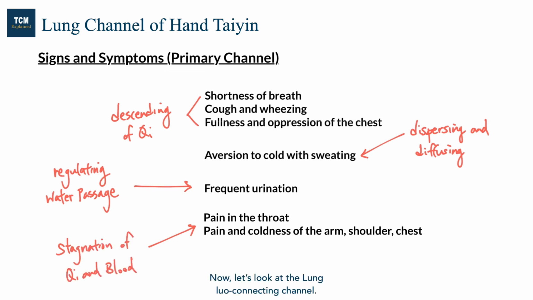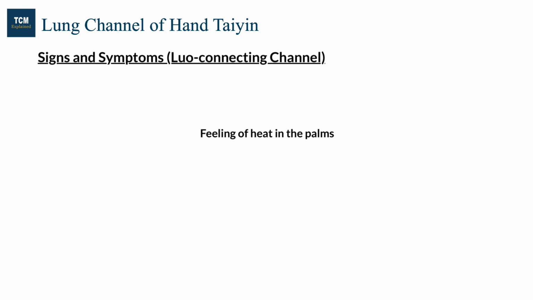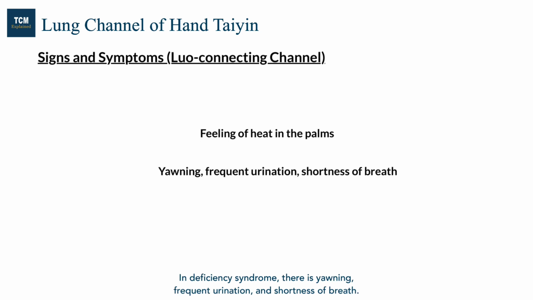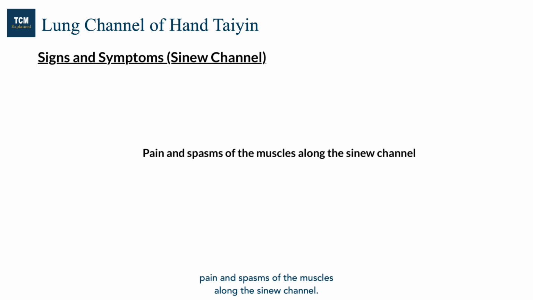Now let's look at the lung luo-connecting channel. In excess syndrome, there is a feeling of heat in the palms. In deficiency syndrome, there is yawning, frequent urination, and shortness of breath. And the lung sinew channel shows signs and symptoms of pain and spasm of the muscles along the sinew channel.